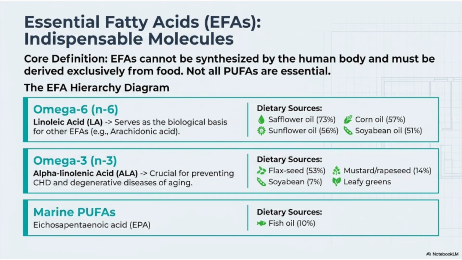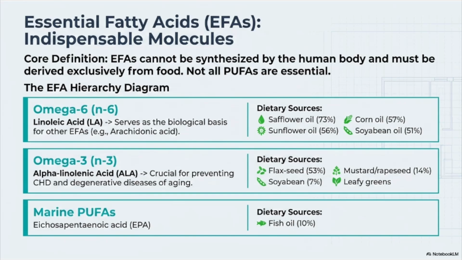Omega 6 or N 6 fatty acids are represented by linoleic acid, which serves as the biological basis for other essential fatty acids like arachidonic acid, and its dietary sources include safflower oil at 73%, corn oil at 57%, sunflower oil at 56%, and soybean oil at 51%.